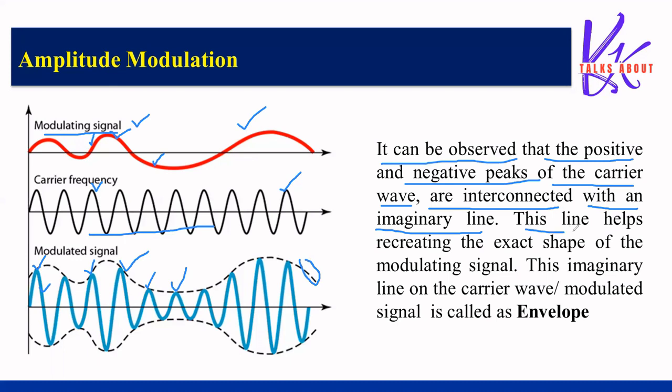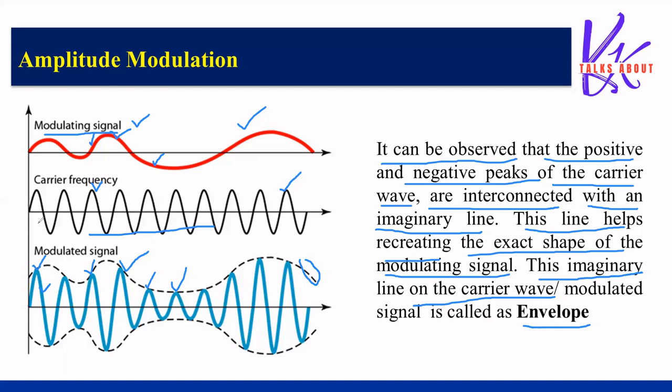So this line helps in recreating the exact shape of the modulating signal, that is nothing but your message signal. So this imaginary line on the carrier wave or modulated signal is called the envelope. That means the envelope will have the information of your message signal.